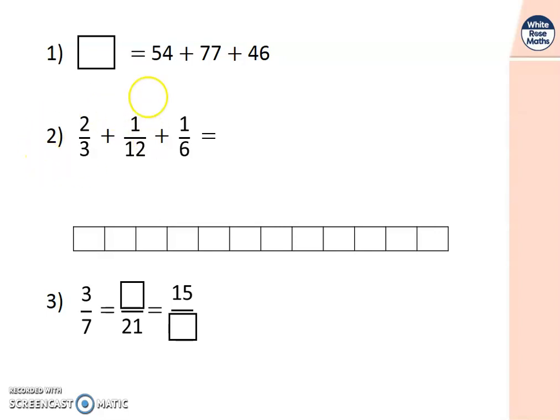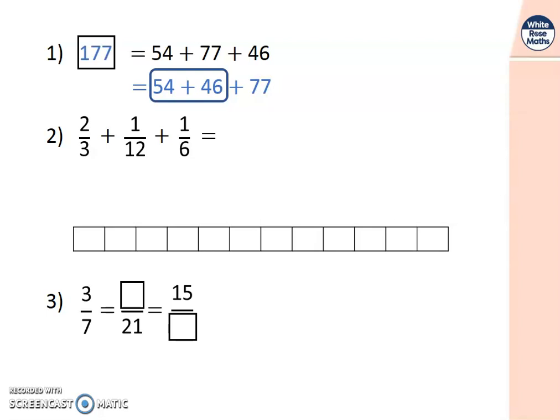Let's see how you did. So with number 1, did you spot that you needed to add these together? Can you find an easier way of doing it? Well, yes, you could rearrange the numbers you're adding to find number bonds to make 100. Can you spot the 2 that will make 100 together? There, we've rearranged them, and it's the 54 and 46 that make 100. Therefore, this makes it really easy to add because it's 177, and that's the answer.